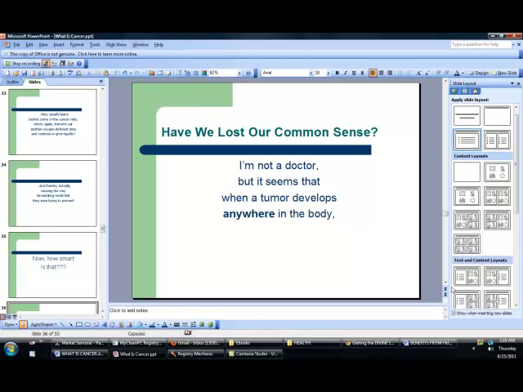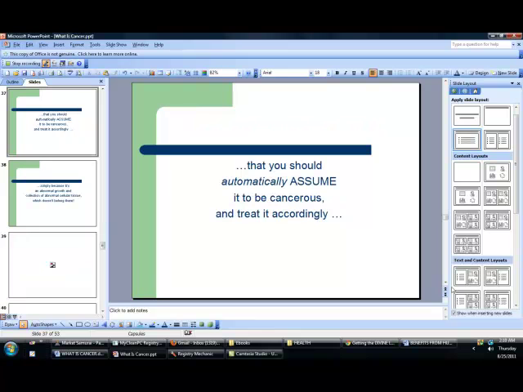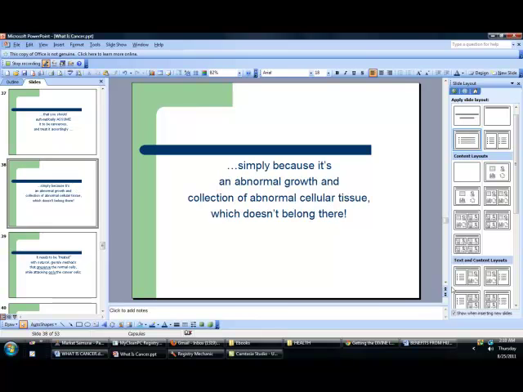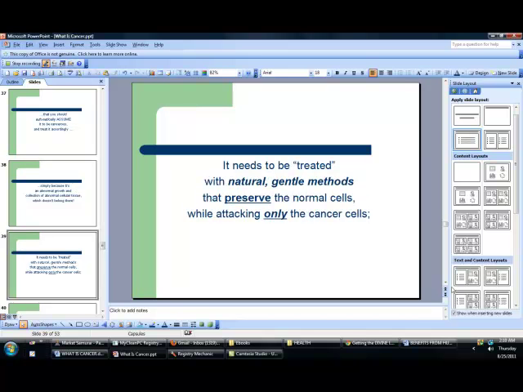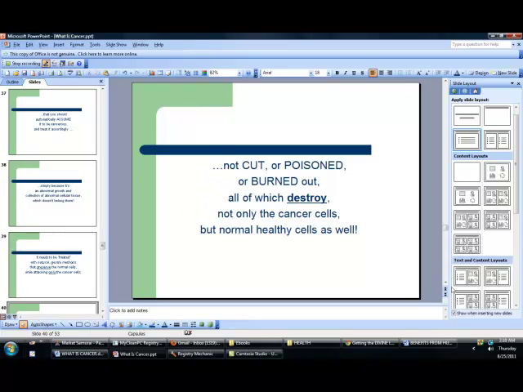I'm not a doctor, but it seems that when a tumor develops anywhere in the body, that you should automatically assume it to be cancerous and treat it accordingly, simply because it's an abnormal growth and collection of abnormal cellular tissue which doesn't belong there. It needs to be treated with natural, gentle methods that preserve the normal cells while attacking only the cancer cells, not cut or poisoned or burned out, all of which destroy not only the cancer cells but normal healthy cells as well.